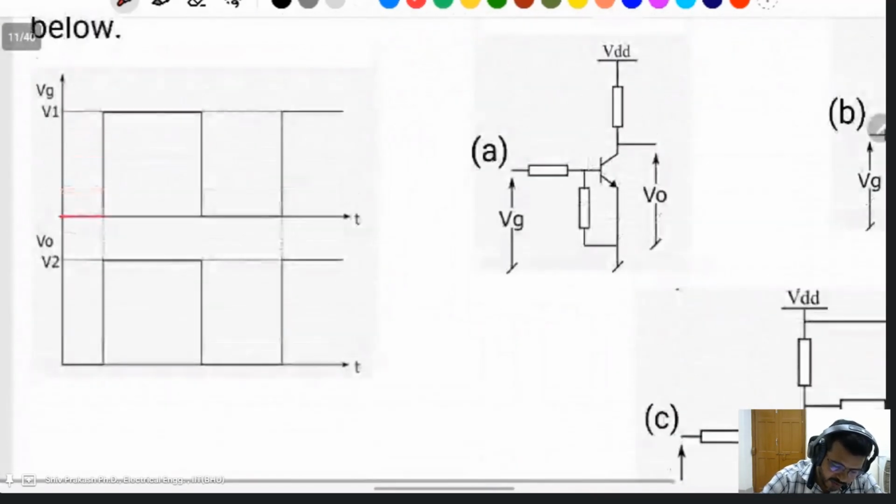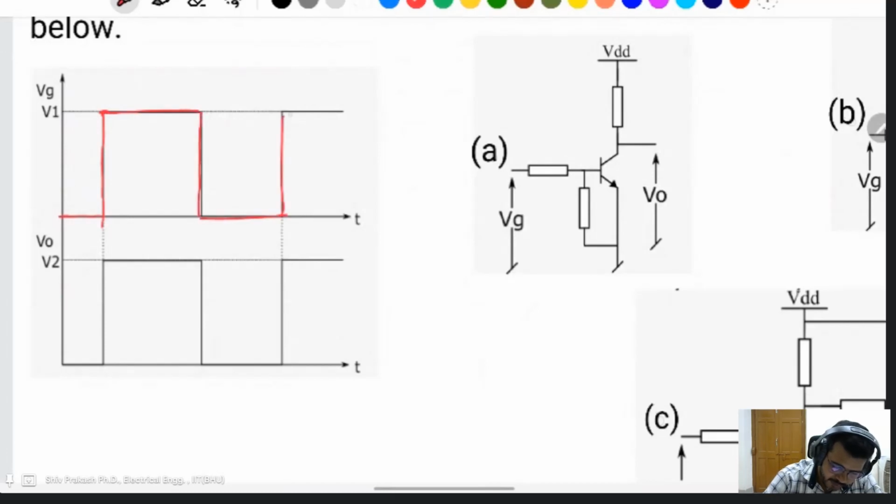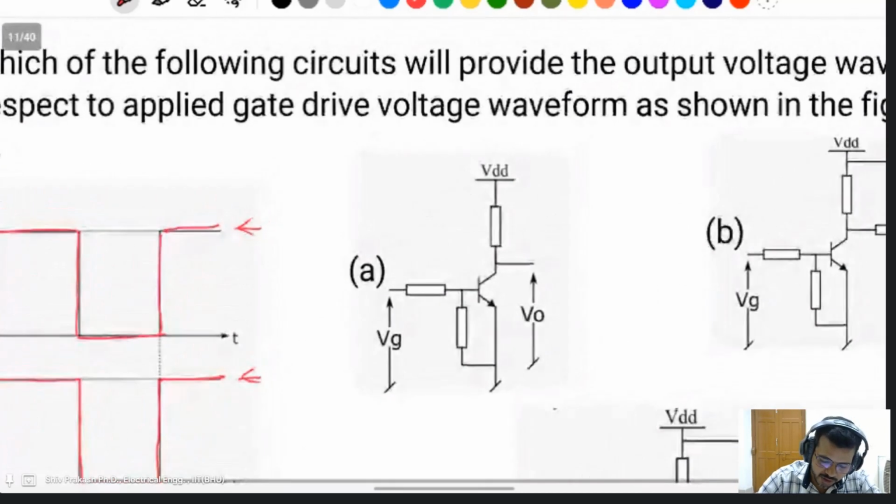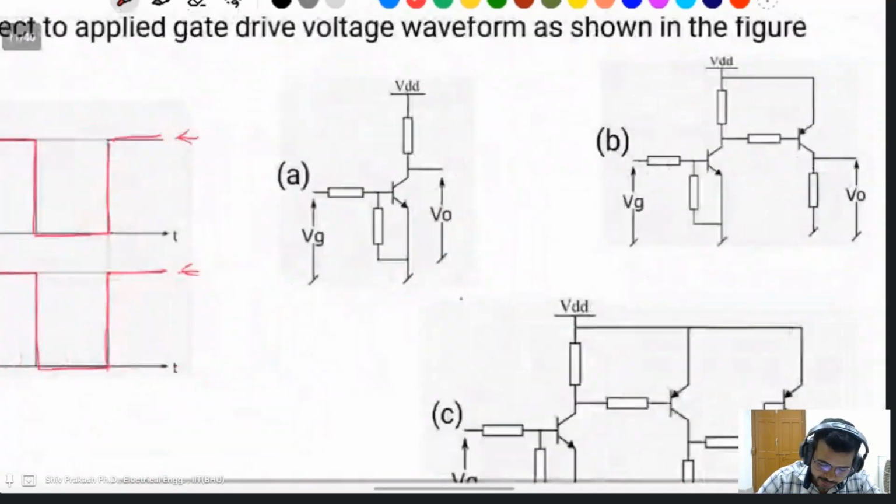This is the waveform given. It is the same as the gate waveform, but at a different voltage level. It means the output will be in the same phase. When the gate pulse is high, the output voltage is also high. Then which one is correct?